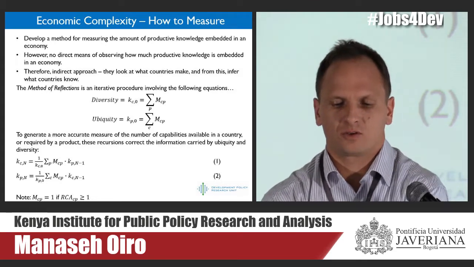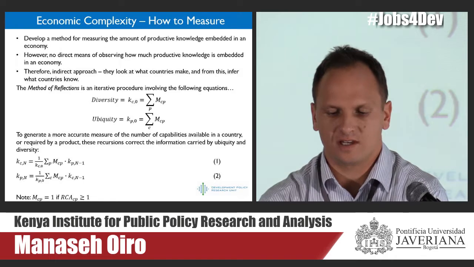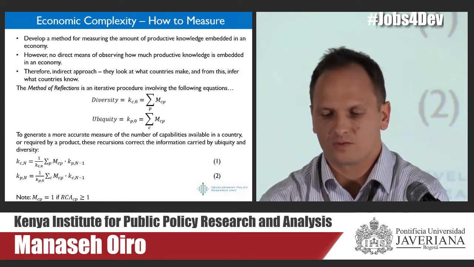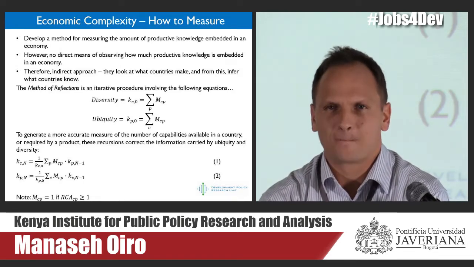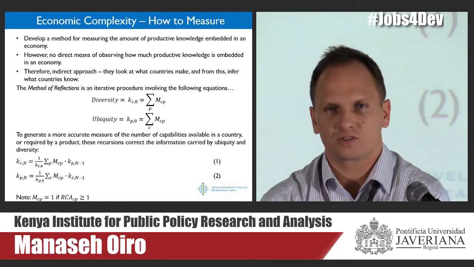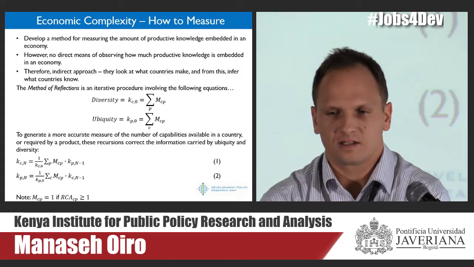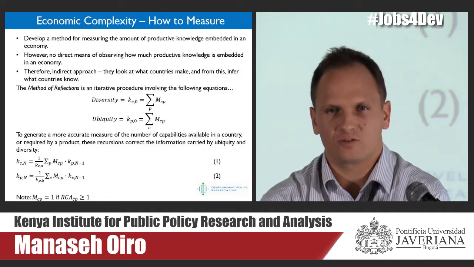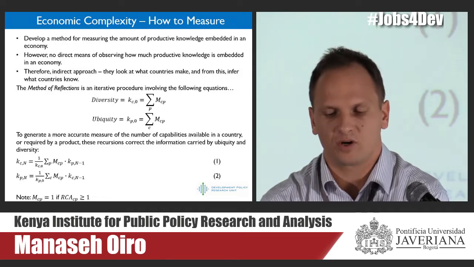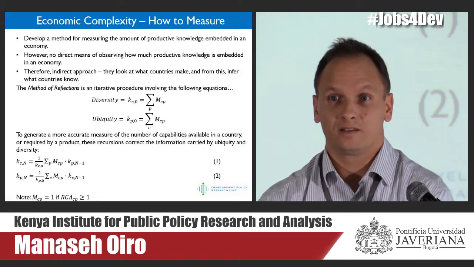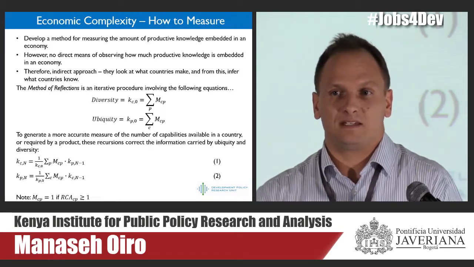And they use this method called the method of reflections, which is an iterative procedure, and it involves the following equations. But really what you're getting at is, at a country level, if you're trying to get to the complexity of a country, you look at diversity as a starting point. So what is the number of products that country produces? What's the diversity or range of products that it produces? And the more products that it produces, you've got to think that the more productive capabilities it has.